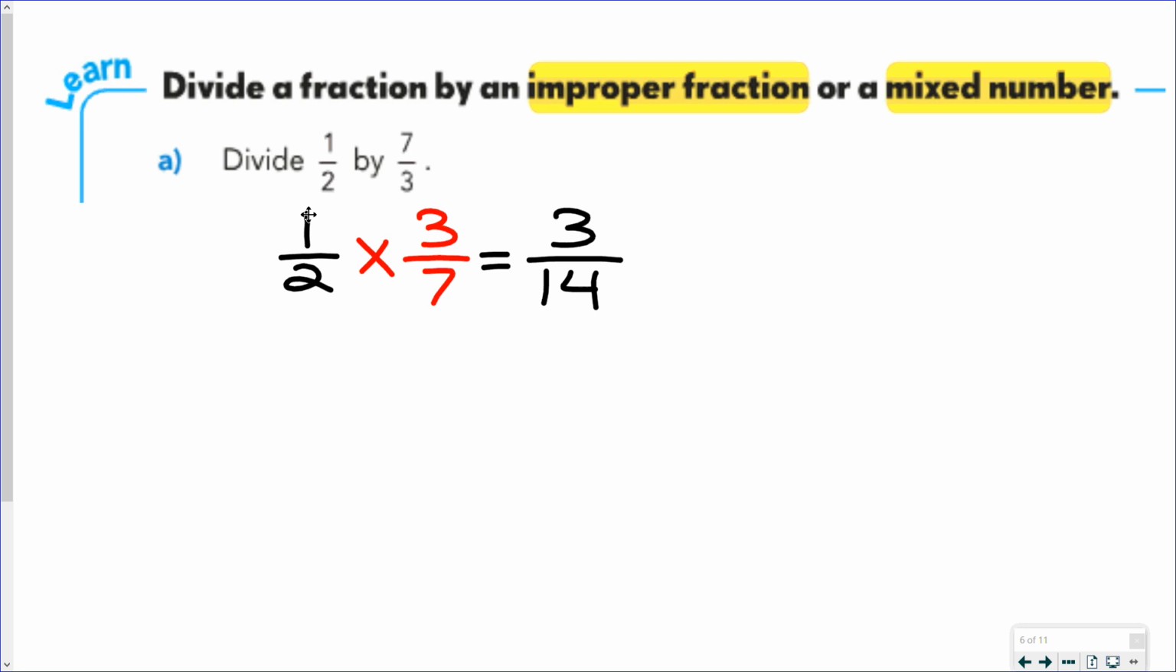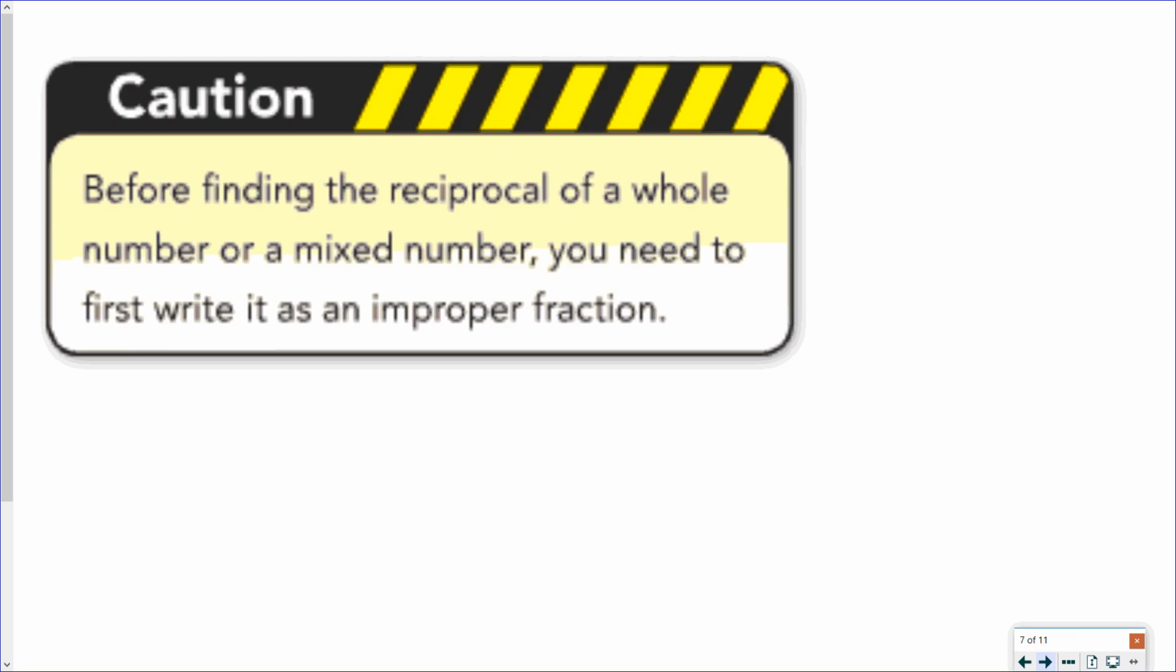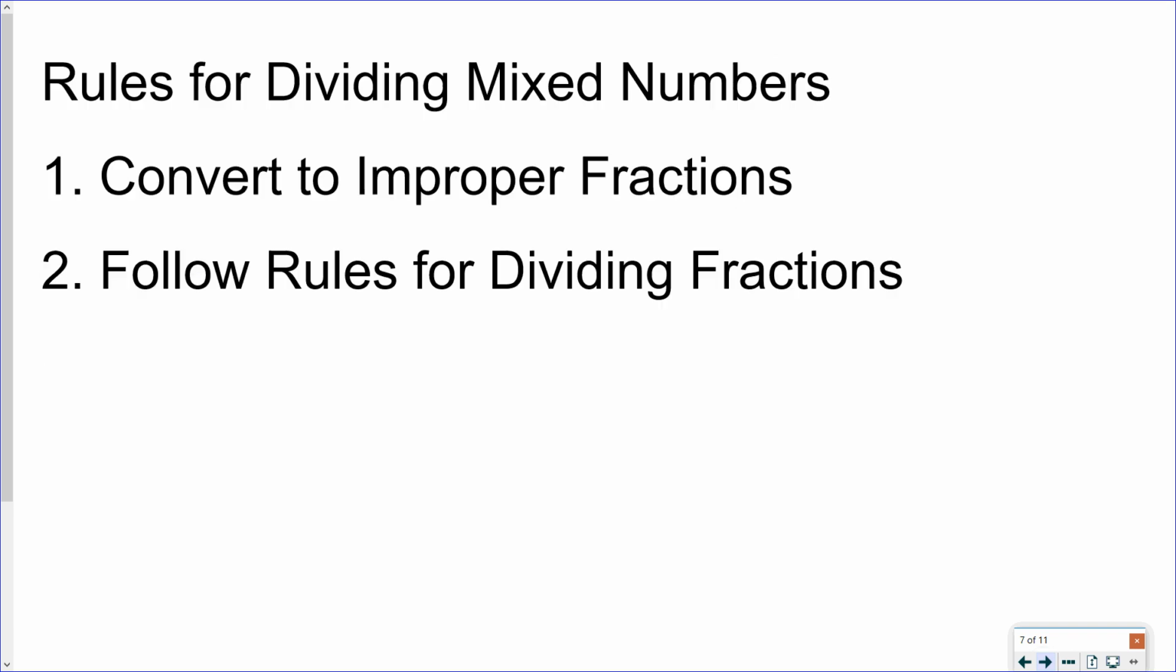We do have to be very careful if we have a mixed number. If we have a mixed number, it is extremely important that we convert that mixed number into an improper fraction first before finding the reciprocal. So in other words, we need to add a step when we have mixed numbers, and the first step is to convert any mixed numbers to improper fractions, and then we follow our rules for dividing fractions.